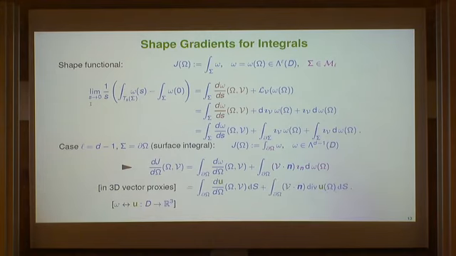So same observation as before. For vector proxies, for the D minus 1 form, the vector proxy is a vector field. And the shape derivative of this boundary integral involves also this extra boundary term. And you see there's a divergence, so you need a sufficiently smooth divergence here.